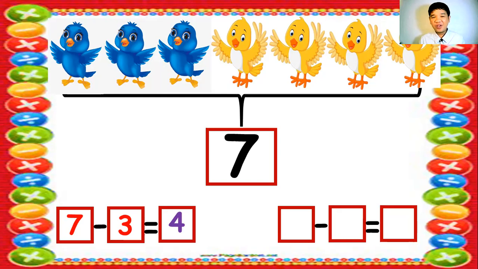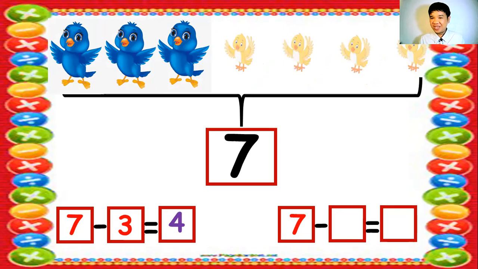All right, now another question. How many bluebirds do we have? Now this time, let us know the total number of the birds. So we have 7 birds. 7 stands for the minuend, minus, since I am looking for the number of bluebirds, our subtrahend should be the number of the yellow birds. So how many yellow birds do we have? That is 4.